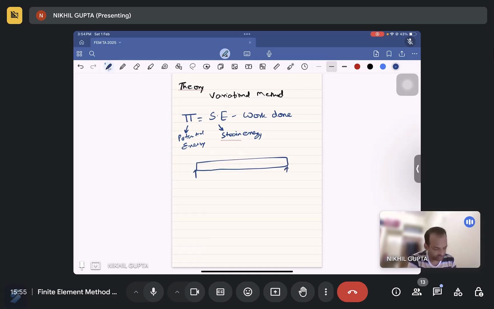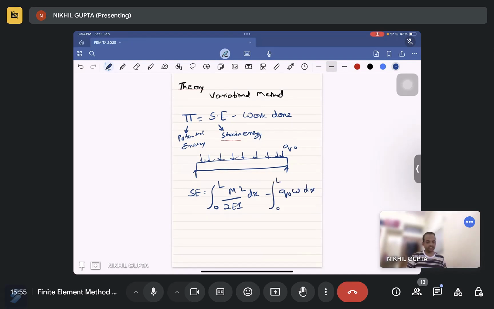So we know the strain energy for this function as integral 0 to L, M square by 2EI dx, minus, let's say, q naught is acting here, q naught w dx. Is it clear for everyone? This is strain energy. No, wait, this is pi. Sorry for the confusion.